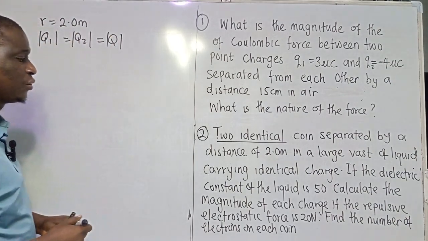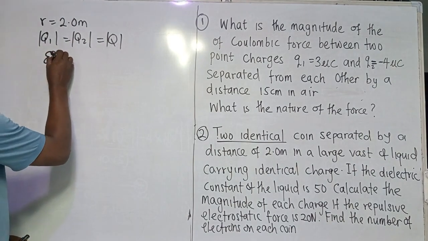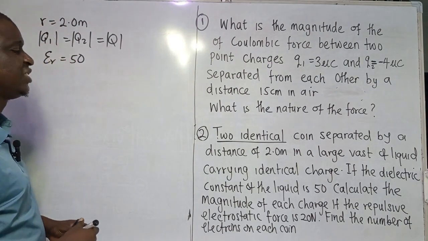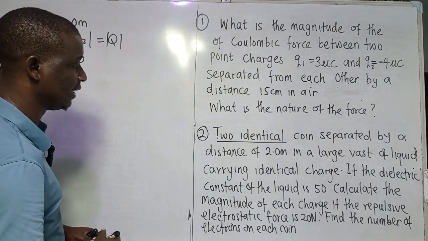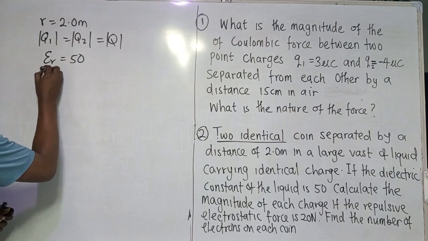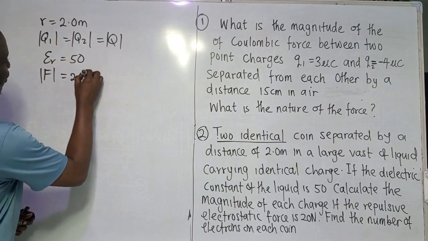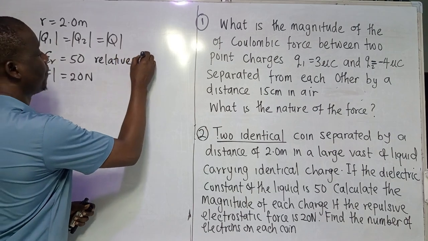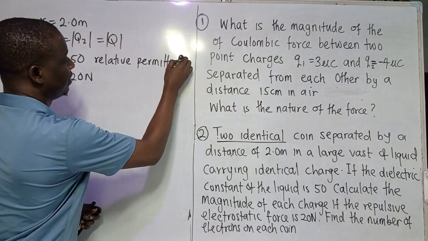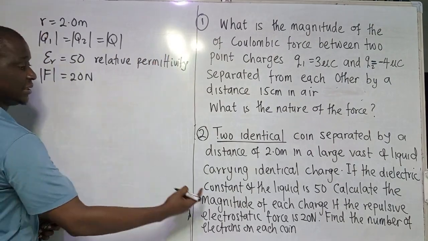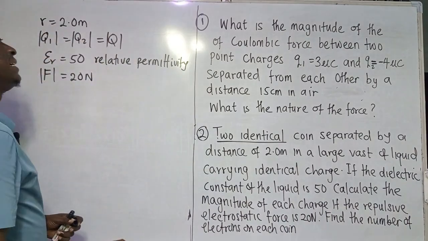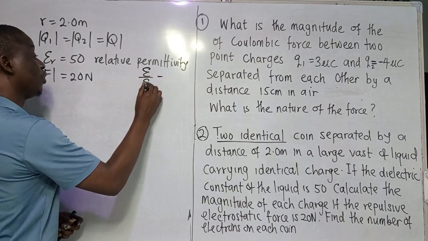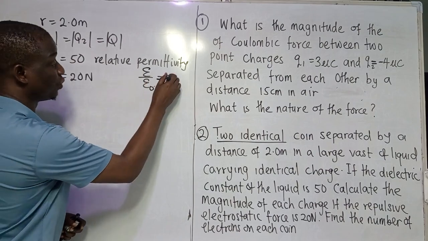Now, the dielectric constant of the liquid, that means epsilon R, is 50. Calculate the magnitude of each charge if the repulsive electrostatic force is 20 Newton. So F magnitude is 20 Newton. Don't forget, this is also called relative permittivity, and it has no unit. It is epsilon R, which is epsilon divided by epsilon naught.